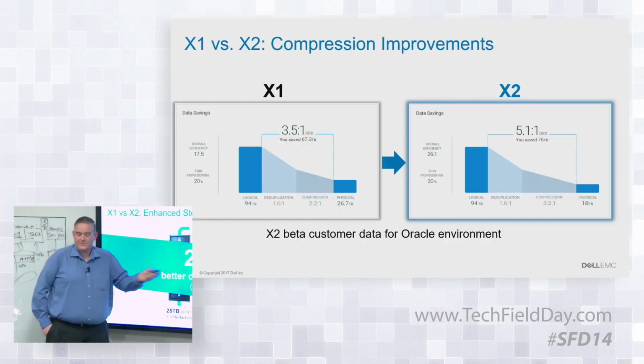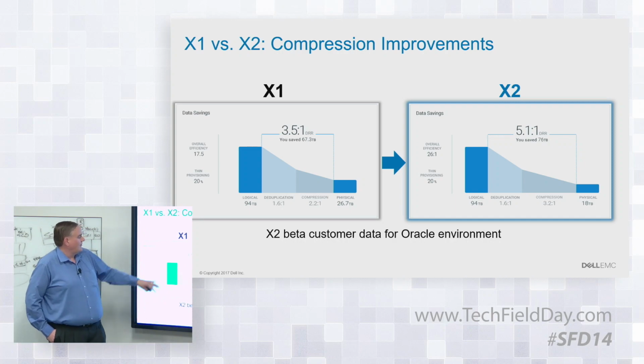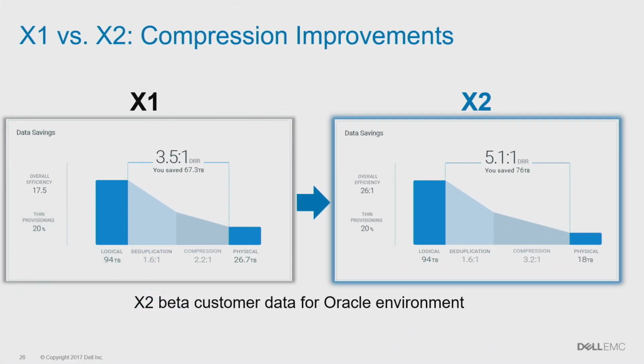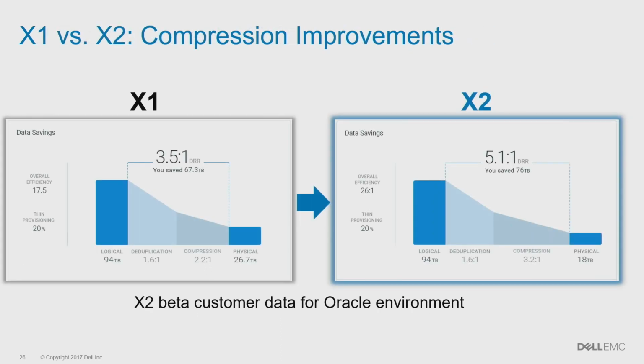Questions? All right, so for example, this is an Oracle customer. They were at 3.5 DRR in X1 and in X2 they're at 5.1. So just taking advantage of the compression enhancement, they were able to pack more data in the same amount of flash. Are these native Oracle connections or through hypervisor? It is hypervisor.